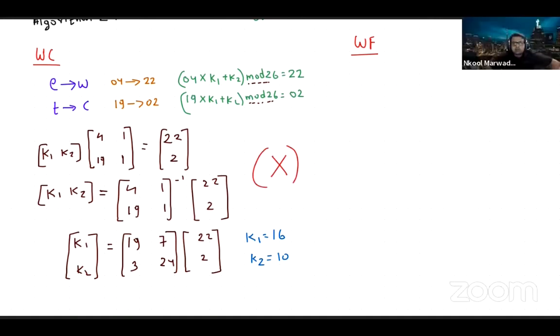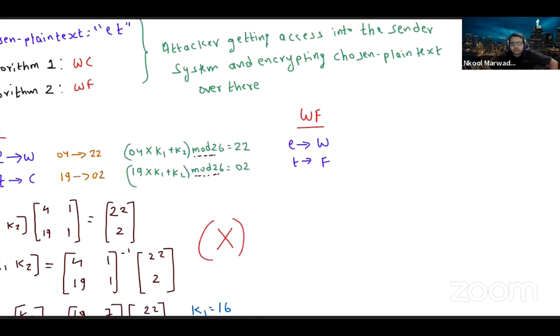Whatever algorithm 1 is giving us, it is not the affine cipher algorithm, and hence we will not be able to determine the key. Whatever key we have determined, that is not the right key. 16 and 10, it is not correct. Now algorithm 2, what it gave us: for E it gave us W, and for T it gave us capital F. So we can say 04 is 22 and 19 is 05.